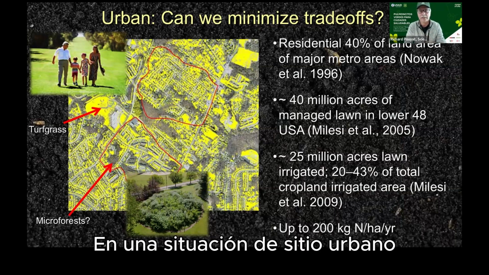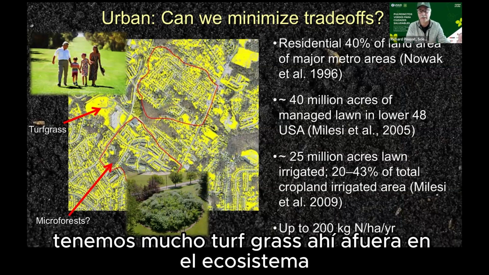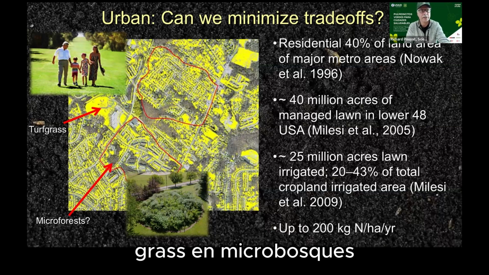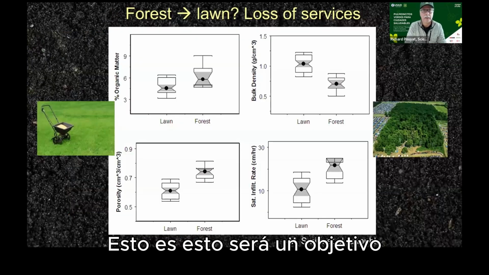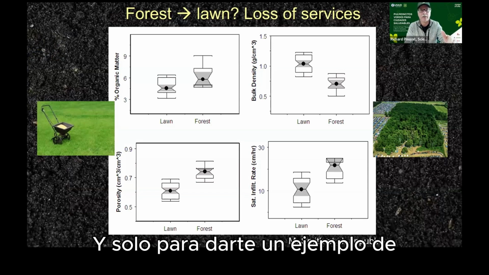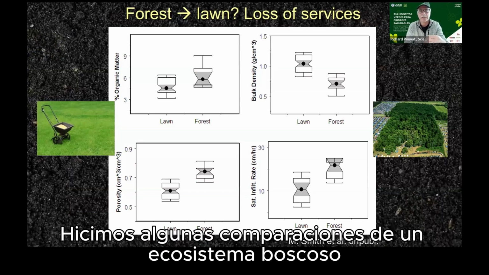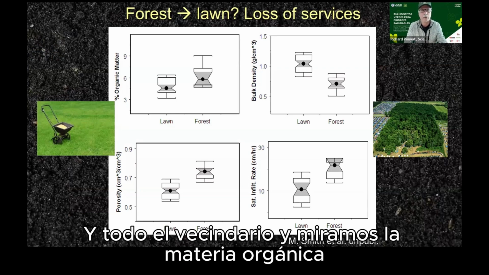And so can we do this then in an urbanized situation? In an urbanized situation, we have, in the United States anyway, a lot of turf grass out there in the system. And so if we can convert some of those turf grass systems into a microforest, this would be an objective. And just to give you an example of how this can work, we did some comparisons of a forested ecosystem that was right next to a turf grass system, a whole neighborhood.